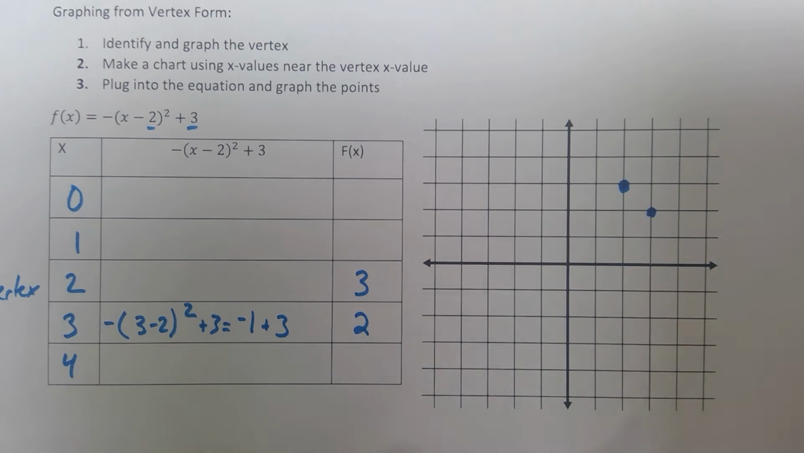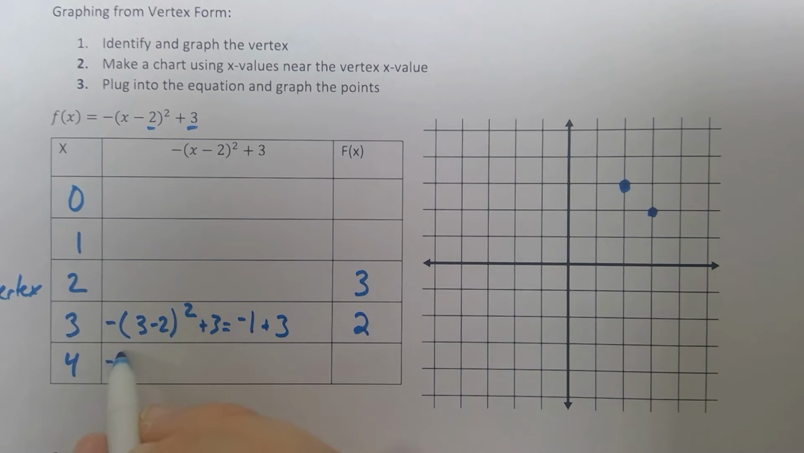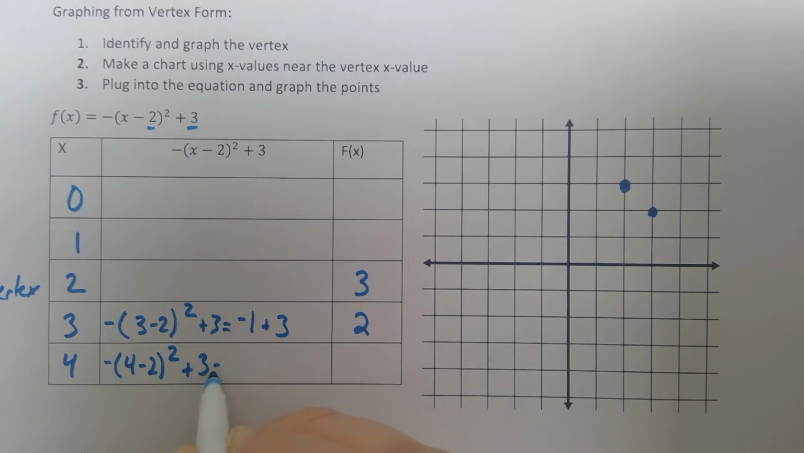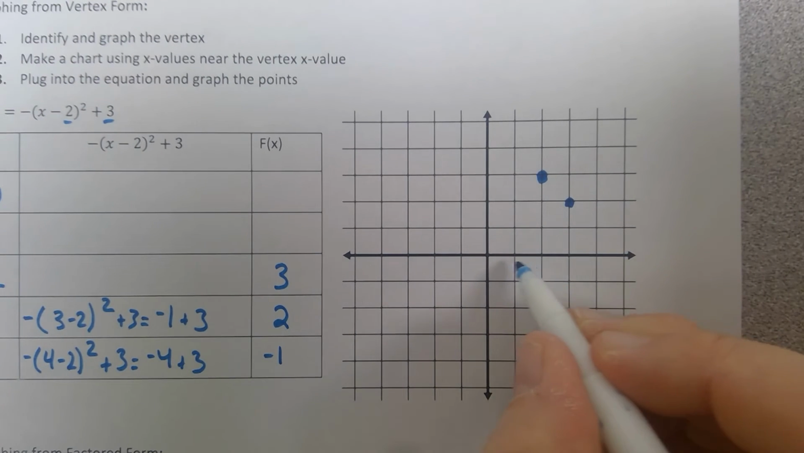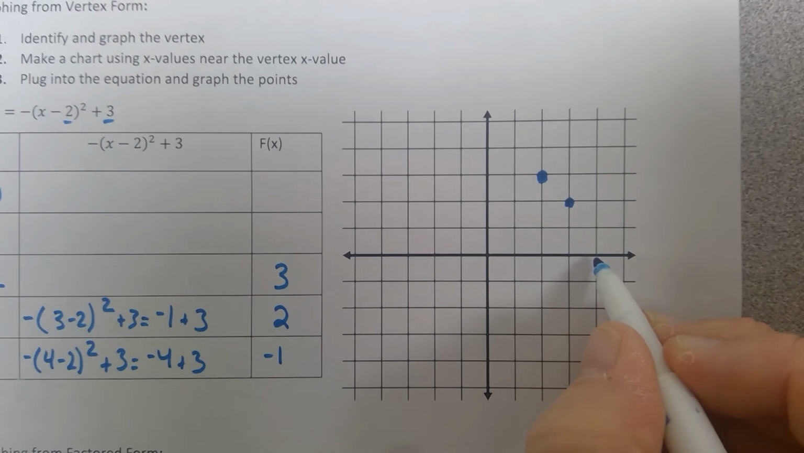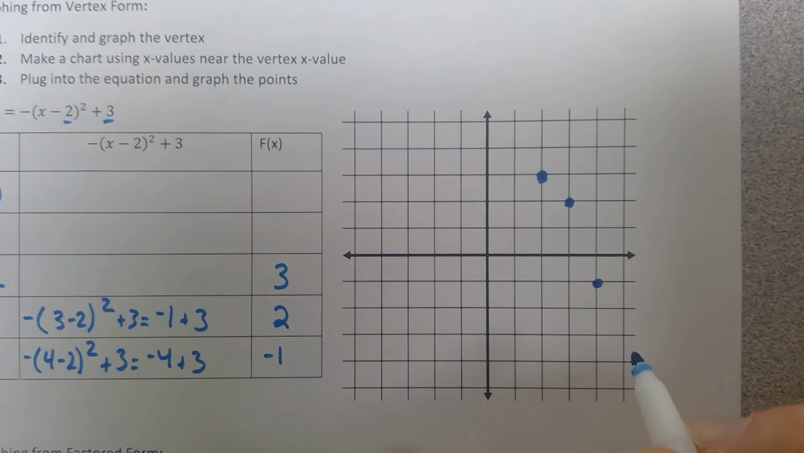Okay. Let's plug in 4. So negative parentheses 4 minus 2 squared plus 3. So 4 minus 2 is 2. 2 squared is 4. So -4 plus 3 is -1. So let's graph it. 1, 2, 3, 4, -1.